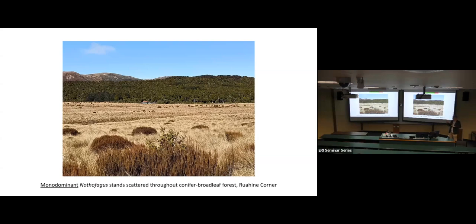This is Rohini Corner. Anybody been there? No. Okay. I'd seen a paper about this stand, and it was a fascinating read. I was walking across this huge clearing, and I looked up and thought, oh, there it is. You can just see the pattern quite obviously as you approach the hut. These dark patches here are monodominant Nothofagus solandri stands. They're almost pure Nothofagus solandri in a matrix of more diverse conifer-broadleaf forest.